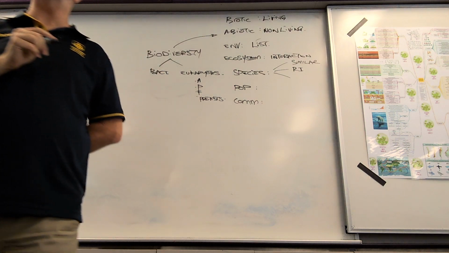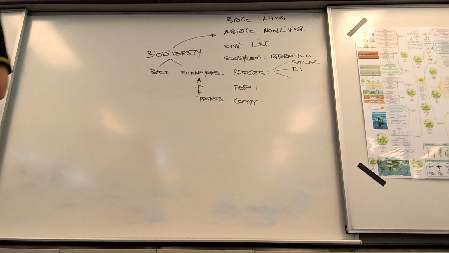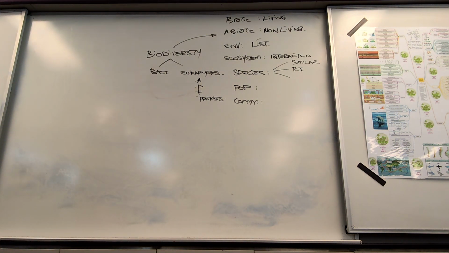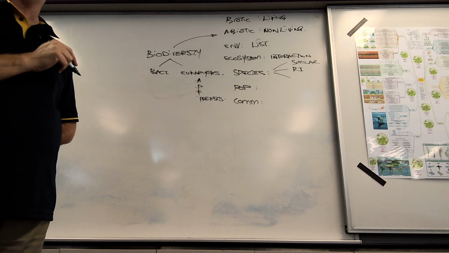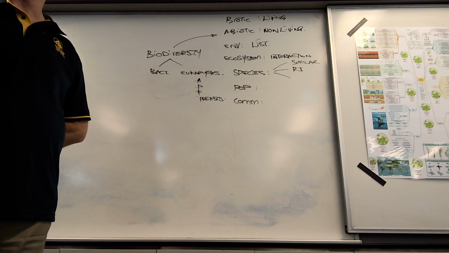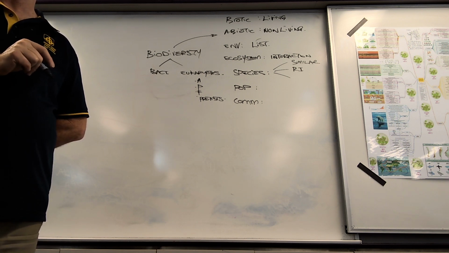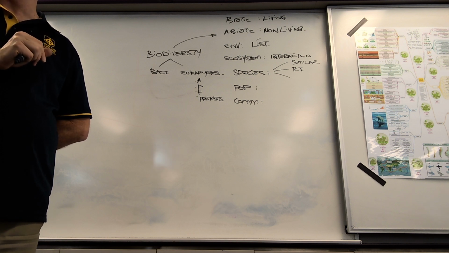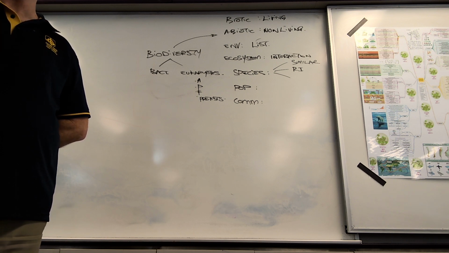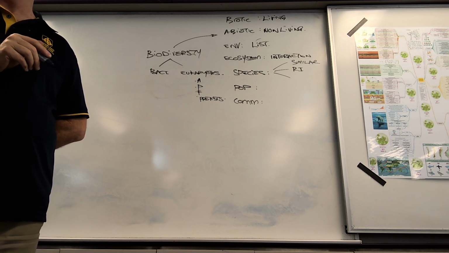Reproductively isolated. What does reproductively isolated mean? Can't reproduce with another species. Well done. You can only breed with the same species. So polar bears can only breed with polar bears. Quokkas can only breed with quokkas. Turtles can only breed with turtles. You can only breed within your species. Homo sapiens can only breed with Homo sapiens.